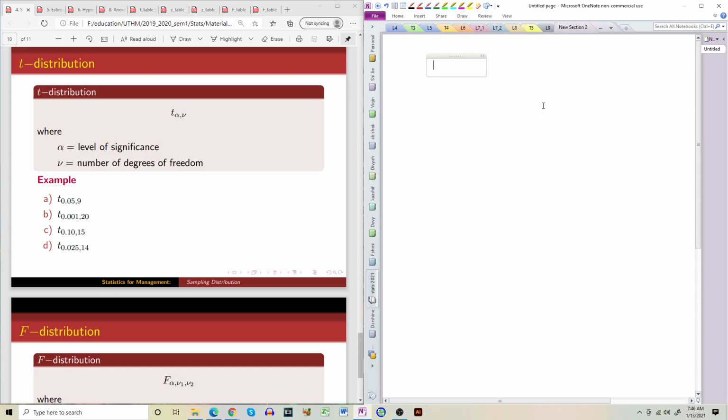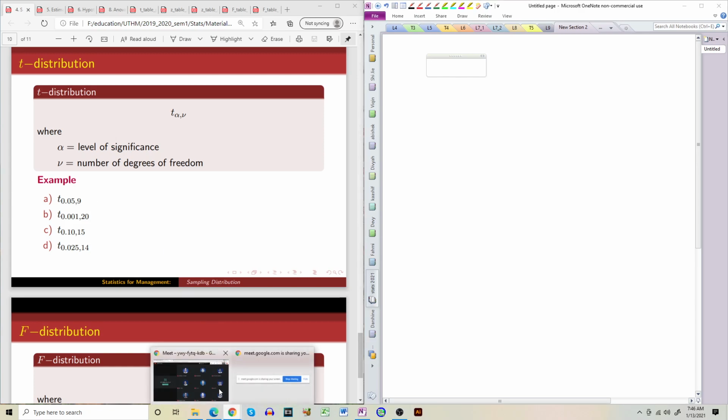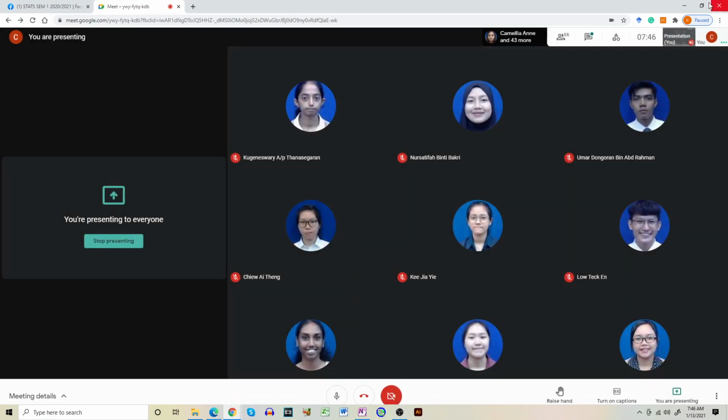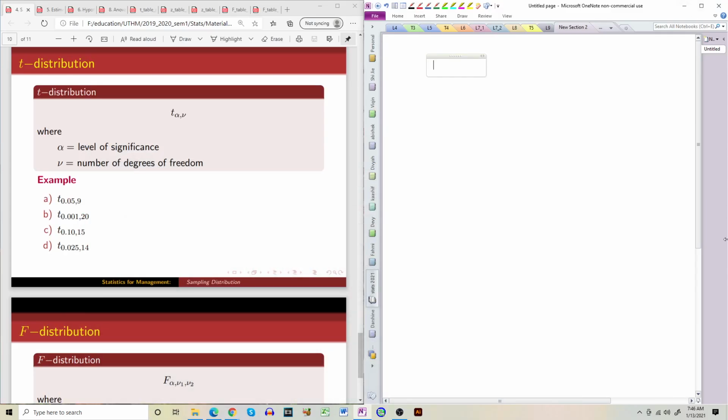Today we will start with how to read the T table. You can see this is from chapter 4, the slides. There are last two slides which we haven't gone through. So let us look at the T distribution here.